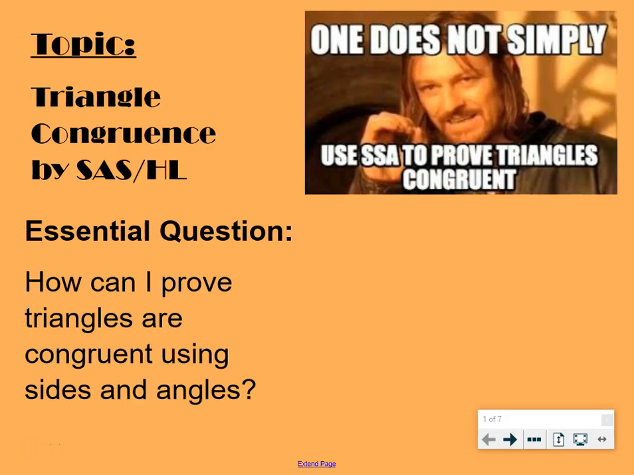Today our topic is triangle congruence by SAS/HL, which means side, angle, side, and hypotenuse leg. And our essential question is, how can I prove triangles are congruent using the sides and angles?